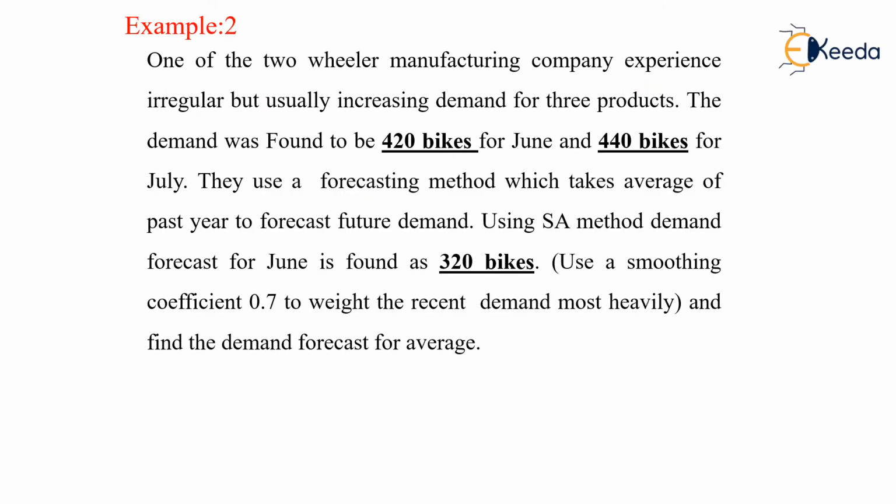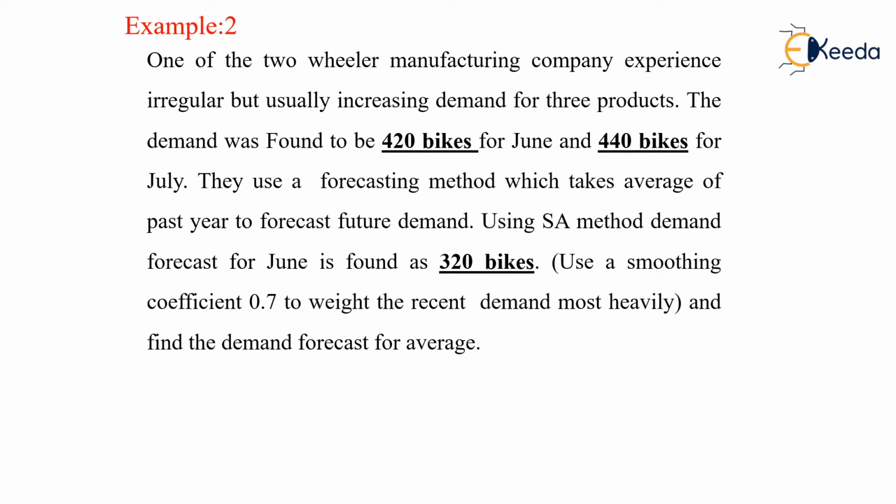Here in this example, it is given that a two-wheeler manufacturing company experiences irregular but usually increasing demand for three products. The demand was found to be 420 bikes for June and 440 bikes for July. They use a forecasting method which takes the average of past years to forecast future demand. Using the simple average method, the demand forecast for June is found to be 320 bikes.